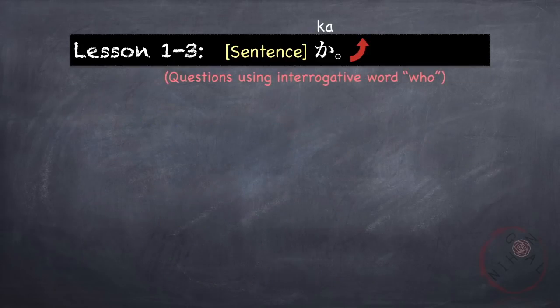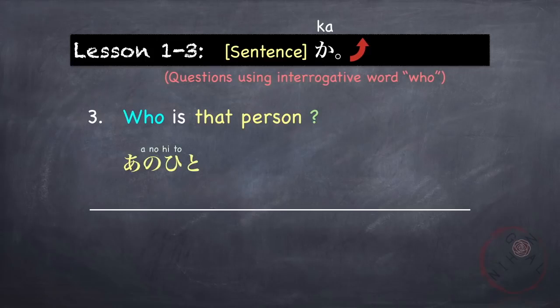Okay, now, questions using the interrogative word who. For example, we don't know the name and we want to ask, who is that person? So, we use, again, the N1 wa N2 pattern. In this case, N1 is that person and N2 is who. So, ano hito wa? Who in Japanese is donata or dare. Donata is the polite way of saying who, and dare is the normal way of saying who. So you can use either donata or dare. In daily conversation, it's okay to use dare.